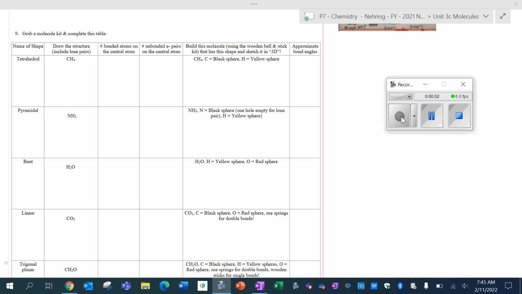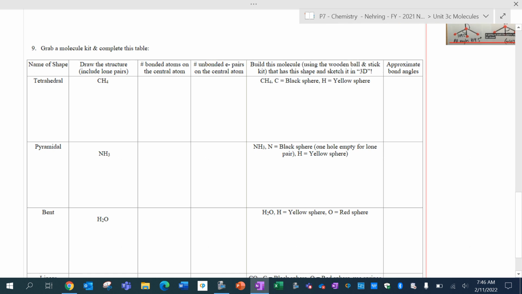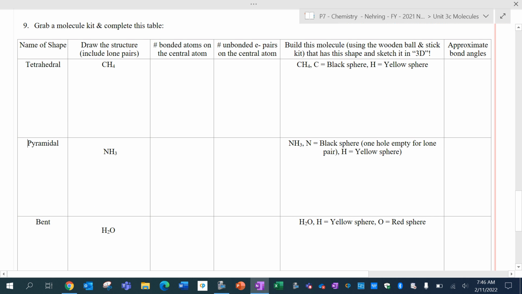All right, welcome. In this video, we are going to look at some examples of molecules and see how we can use the Lewis dot structure to predict the shape of a molecule. So the first step in figuring out the shape of a molecule is to figure out how the atoms are put together in the molecule. So we're going to draw the Lewis dot structure.